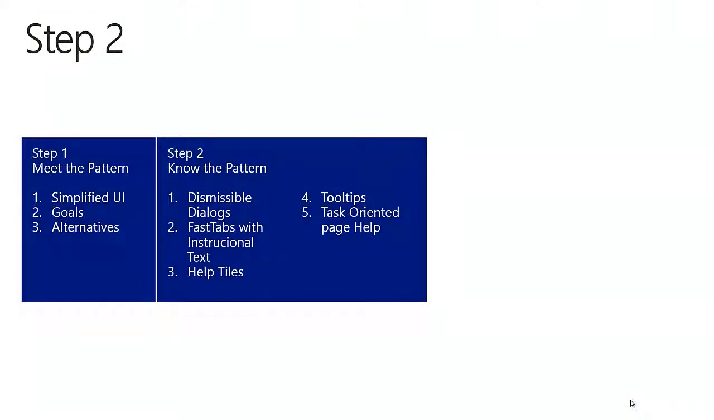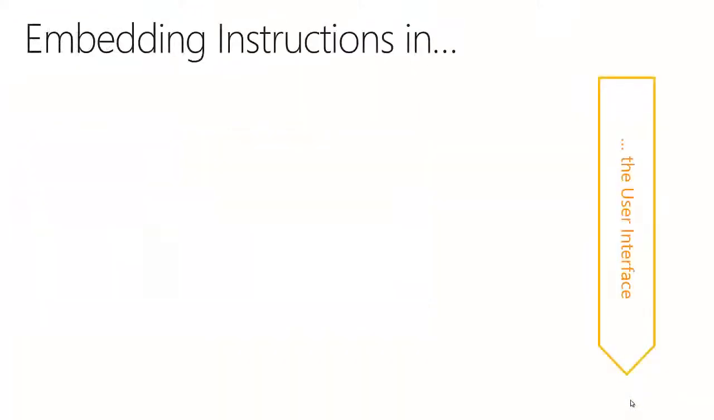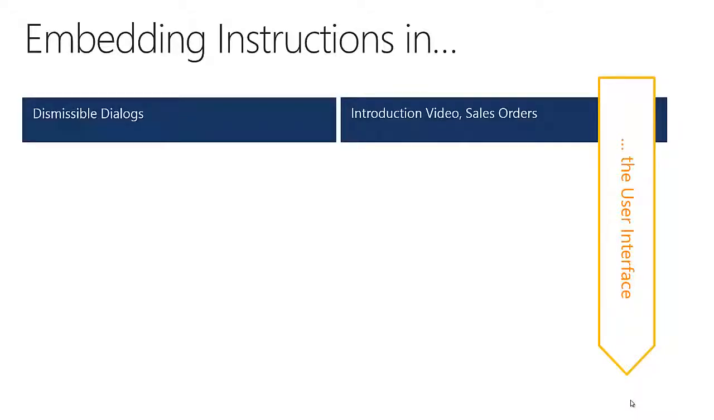So let's have a look at the structure of the pattern. The pattern consists of 5 parts, and we will be going through each part in detail. The first part is the dismissible dialog. This is implemented whenever users make expected or frequently reported errors. The user has the option to dismiss the message, never to be shown again.